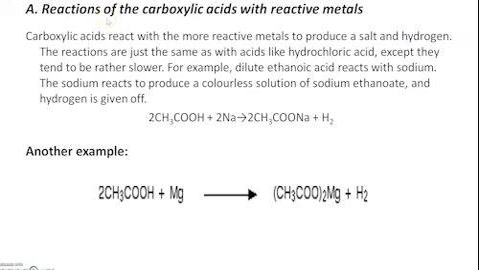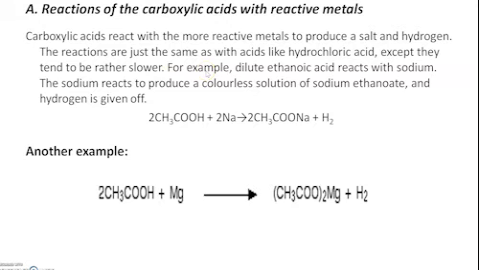Our main topic, reactions of carboxylic acid with reactive metals. As I already taught you that carboxylic acids are weak acids, but they behave like other acids. When they react with more reactive metal, they produce salt and hydrogen. The reactions are just the same as with acids like hydrochloric acid, except they tend to be rather slower.